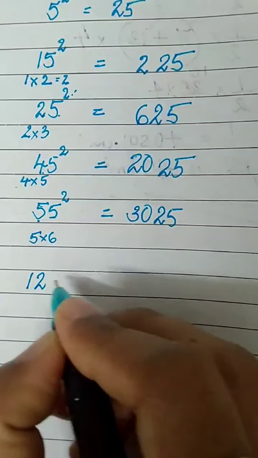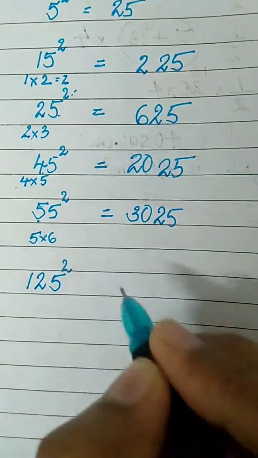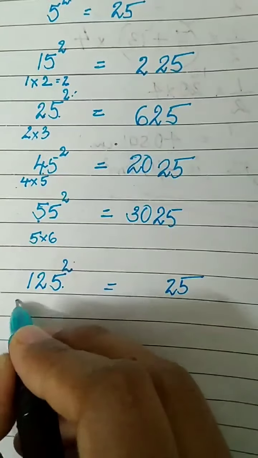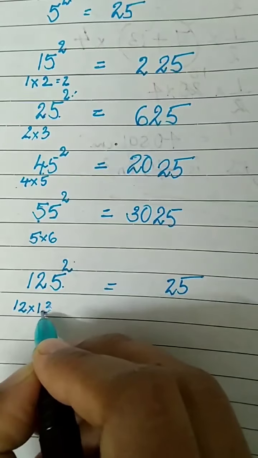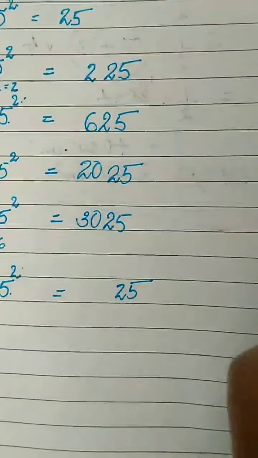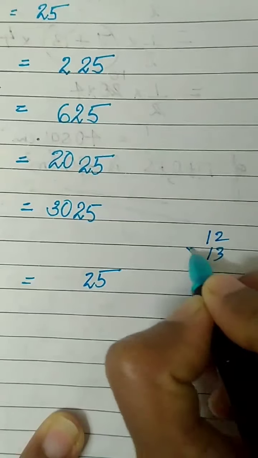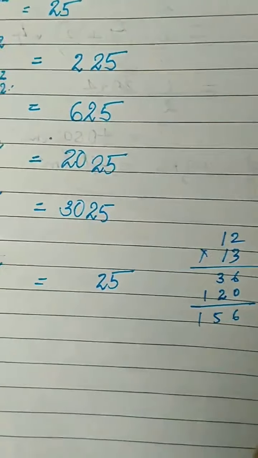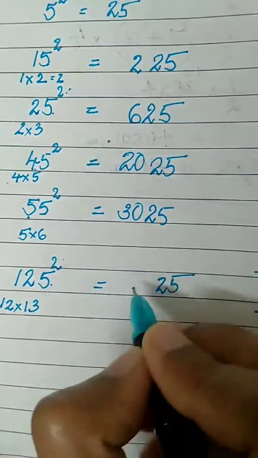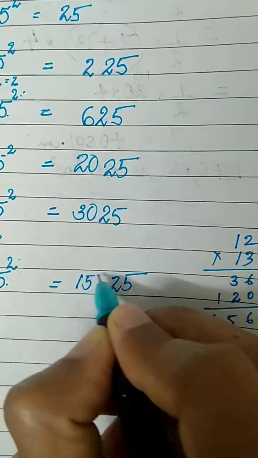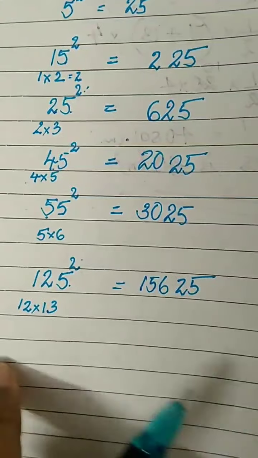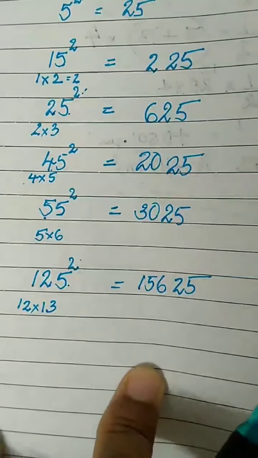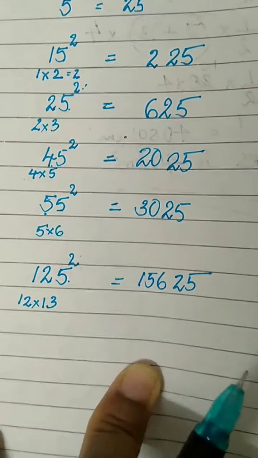Let us take a 3-digit number now. 125 square. 5 square is equal to 25. Now 12. After 12, the next number is 13. 12 into 13. Quickly multiply and check. 3 2s are 6. 3 1s are 3. 2 1s are 2. 1 and you have 156. So your 125 square is 15625. So you are taking time to multiply 12 and 13 rather than multiplying 125 into 125. I hope you are getting it.